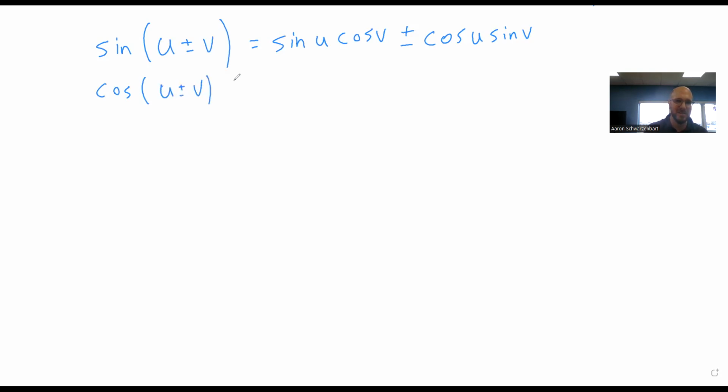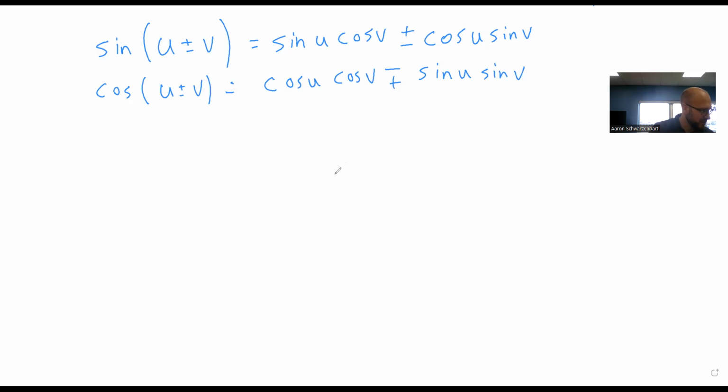For cosine, it's a little different. This one, notice I'm writing minus or plus. It's because when it's cosine u plus v, it's minus. When it's cosine u minus v, it's plus.